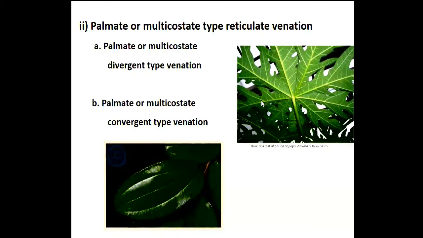I hope you get the point. So why are we calling it palmate? As they are growing from a single point, that's why this is palmate. As there is more than one midrib, more than one costa, that's why it is multicostate, and they are divergent. They are spreading from one another. That's why this is divergent type reticulate venation.